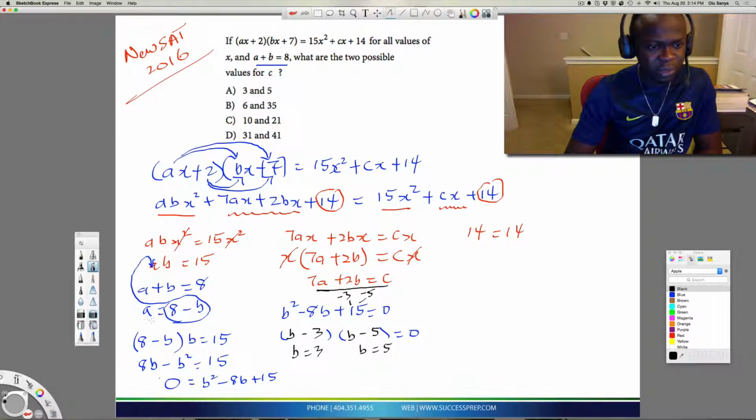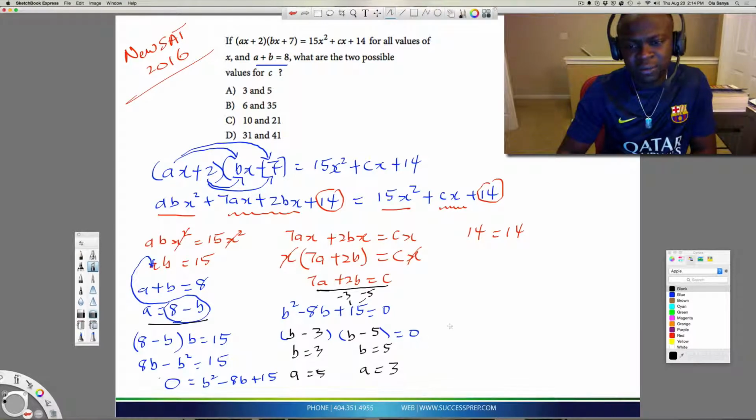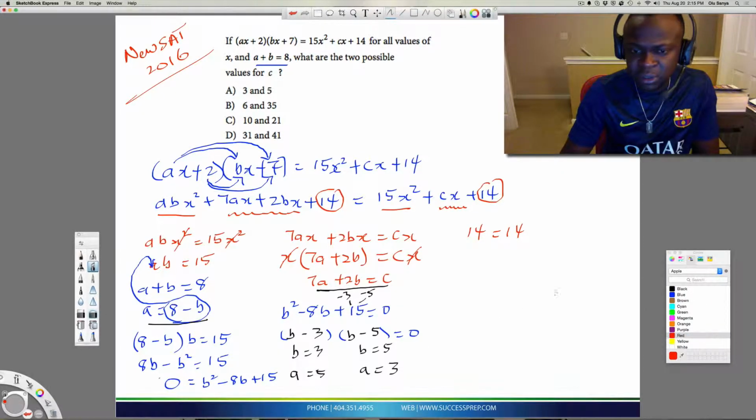Let's go back here. Remember we said a is 8 minus b. Well, if I know my b is 3, I'm going to take this first b, put it here. So 8 minus 3, a will be what? 5. So a is 5 there. And for this a, I'm going to take that same 5, put it in this equation of a. 8 minus 5 is 3. So that's going to be 3. So now I have my two sets of values. So we're ready to finish this question now.